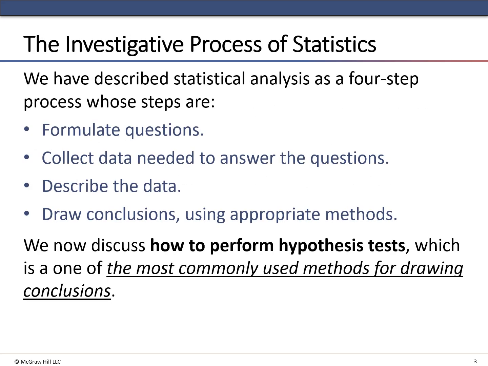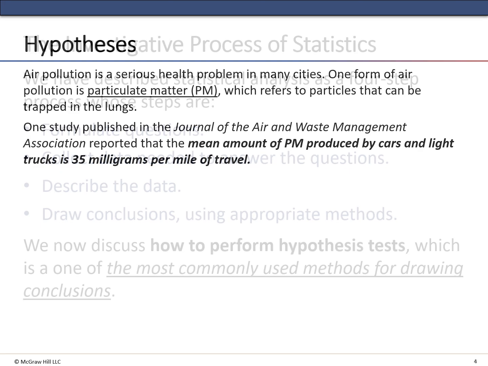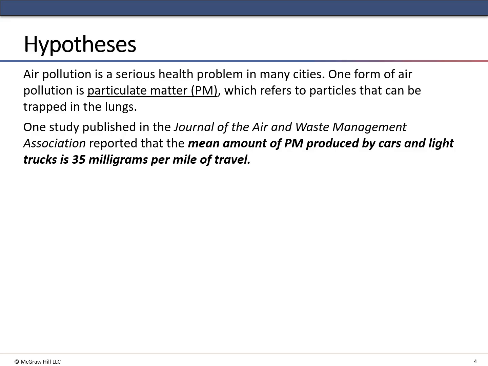We've described the statistical analysis as a four-step process whose steps are to formulate questions, collect data needed to answer those questions, describe the data, and then draw conclusions using appropriate methods. We now discuss how to perform hypothesis tests, which is one of the most commonly used methods for drawing conclusions about your data. So let's look at an example.